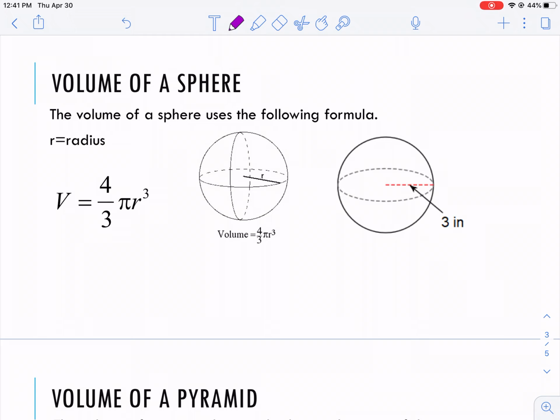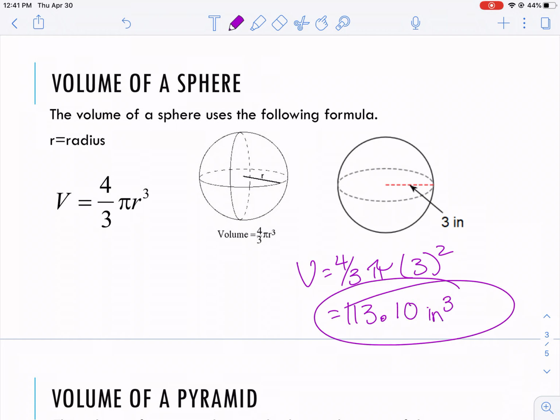Okay. Sphere, pretty easy. Most of these are formulas. You kind of just got to know how to use them. So volume equals 4/3 pi, and then this is 3 cubed. So 4/3 times pi times 3 cubed. And I get 113.10 inches cubed. Okay. So when I rounded this one, it was 0.097. Well, since I have to round that one up, that's why I got 0.10.